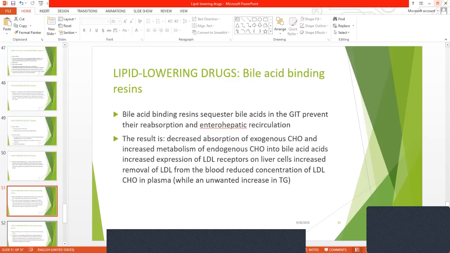So bile acid binding resins sequester bile acids in the GIT and prevent their reabsorption and enterohepatic recirculation. The result is decreased absorption of exogenous cholesterol and increased metabolism of endogenous cholesterol into bile acids. The increased expression of LDL receptors on liver cells increases removal of LDL from blood, reducing the concentration of LDL cholesterol in plasma.